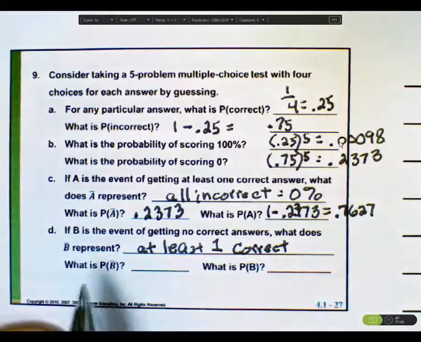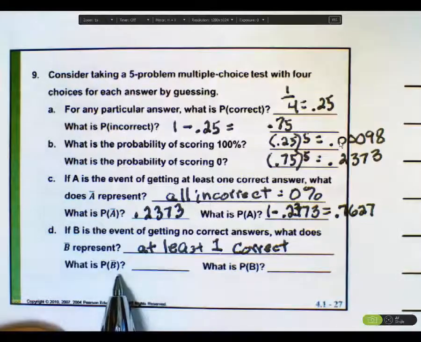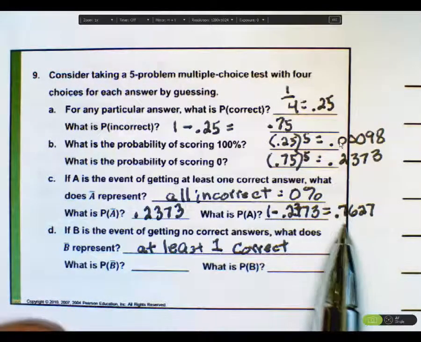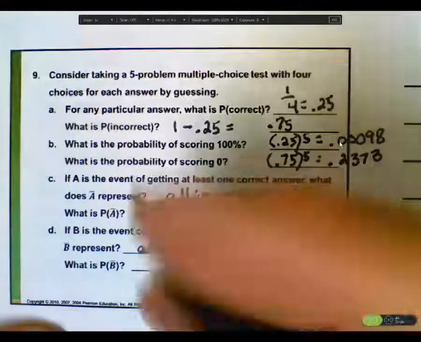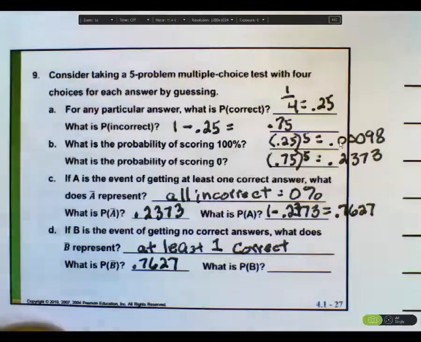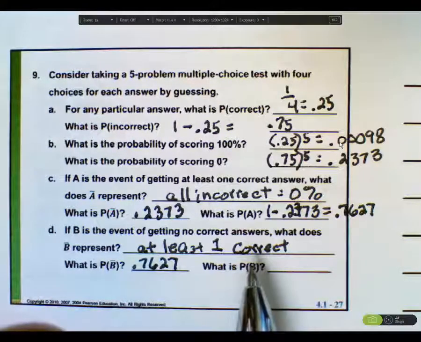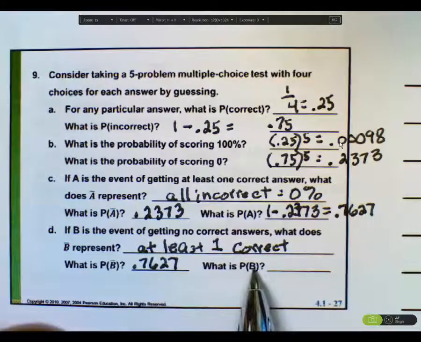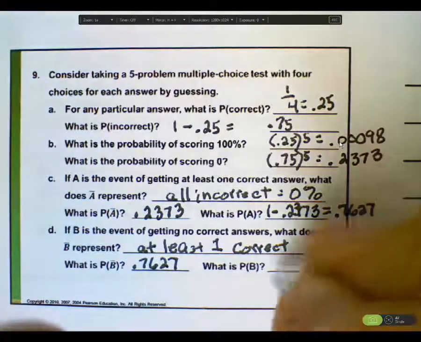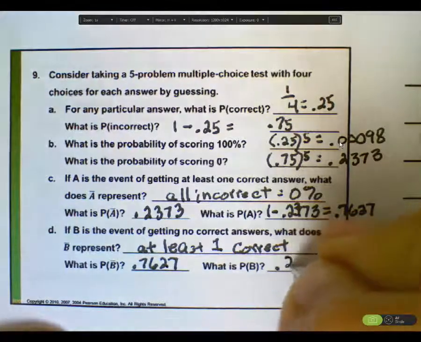And the probability of getting at least one correct, that's the same as this. That was the probability of getting at least one correct, 0.7627. And the probability of event B, getting none correct, that was the same as the probability of making 0.